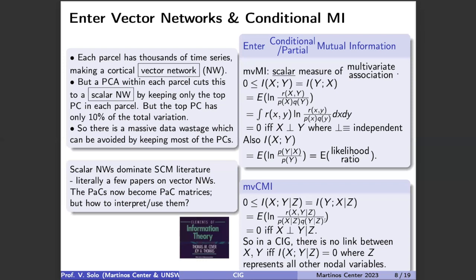And you can immediately start thinking of that now in a multivariate network. I'm not going to have a link between the vectors x and y if they are conditionally independent given all the other vectors in the network. So basically what I'm doing is I'm going to use this scalar quantity, conditional mutual information, to zero out the links in my conditional independence graph, okay?